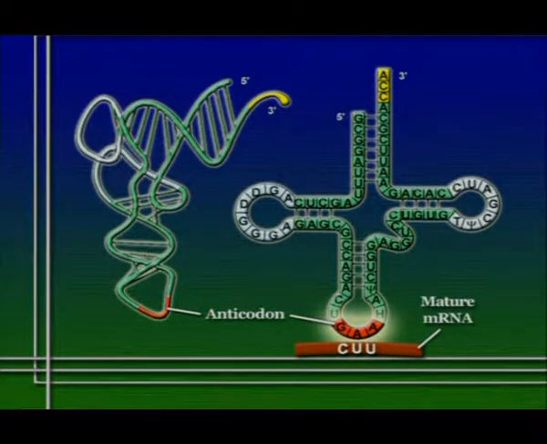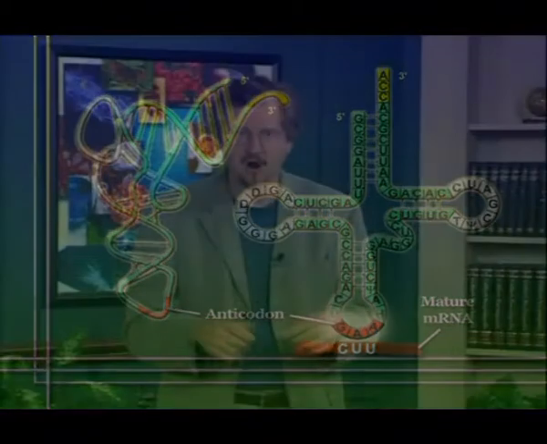The other point is that the anticodon end of a tRNA is variable. That is, there are many kinds of tRNA molecules that are all the same, more or less, except for the 3 bases of the anticodon. And this is important, of course, because we're going to need a different anticodon for every amino acid that we want to bring to the translation process.